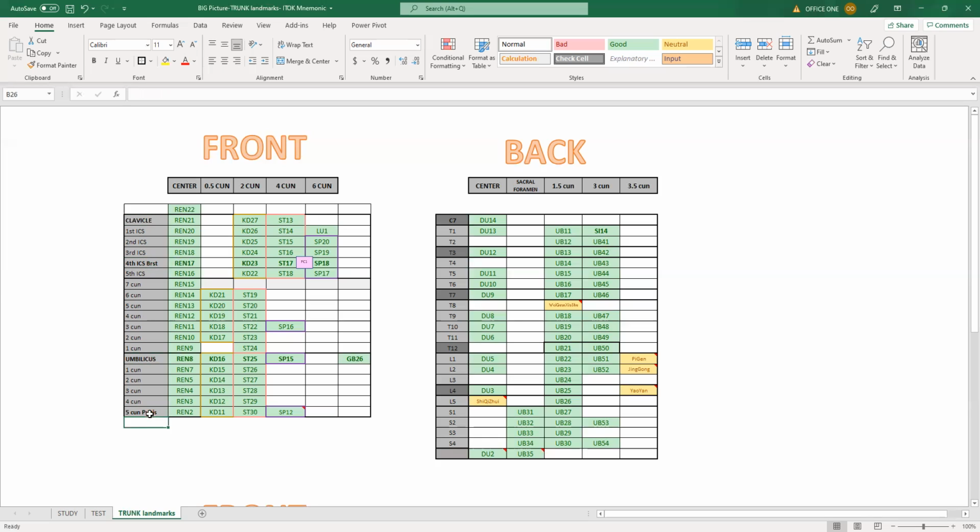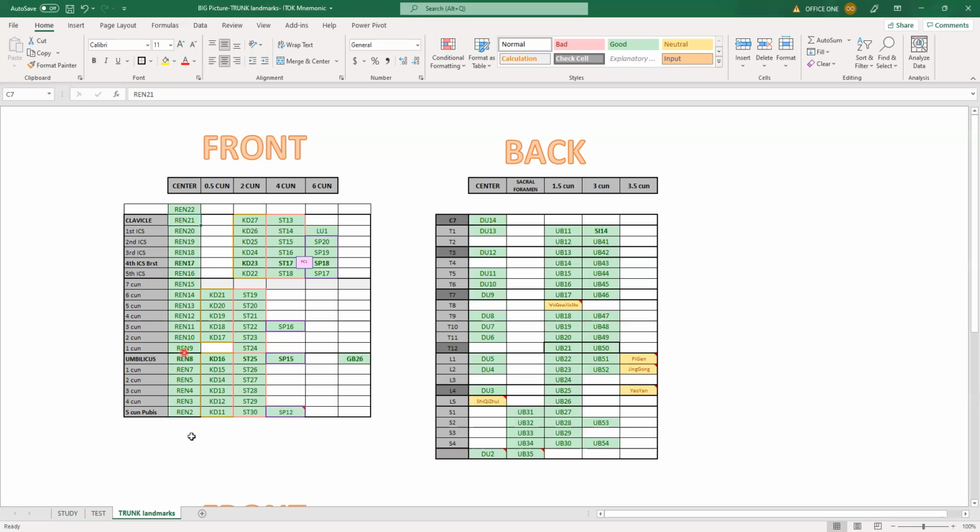So let's start with REN. At the level of the pubis is REN 2, at the level of the umbilicus is REN 8, at the level of the 4th intercostal space is REN 17, and then at the level of the clavicle, underneath the clavicle is REN 21, and above the clavicle, which is in the jugular notch, is REN 22. That is behind the external process.